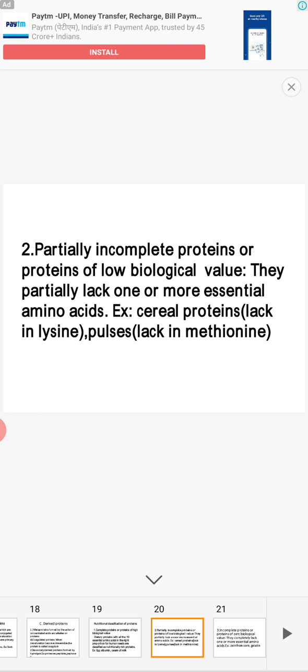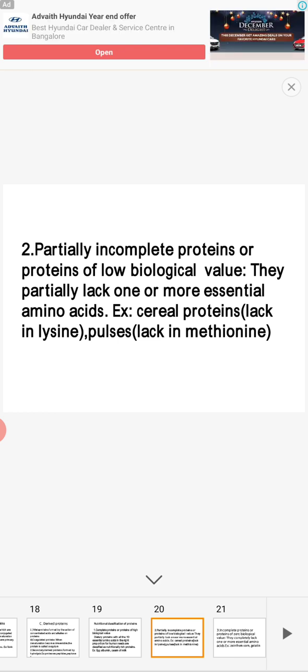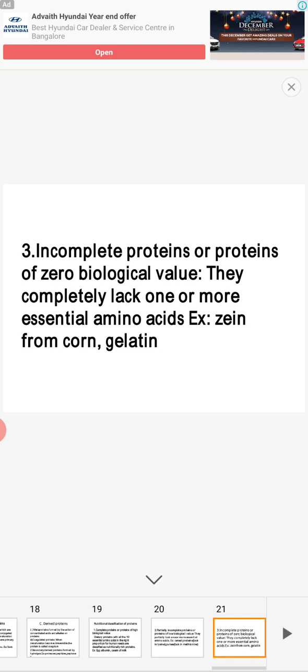Example, cereal protein lacks lysine. What are those cereals? Wheat, rice and all. They contain more carbohydrate and less protein. So cereal protein lacks the amino acid lysine. Pulses, like moong dal, urad dal and all, lack the amino acid methionine. Methionine is a sulfur containing amino acid. So partially incomplete proteins lack one or more essential amino acids.